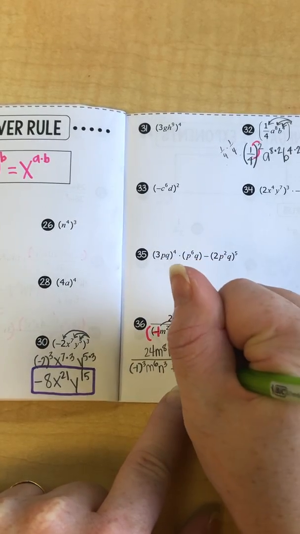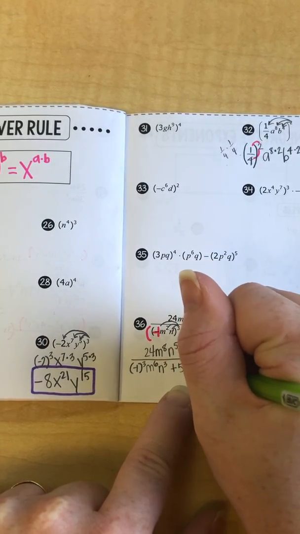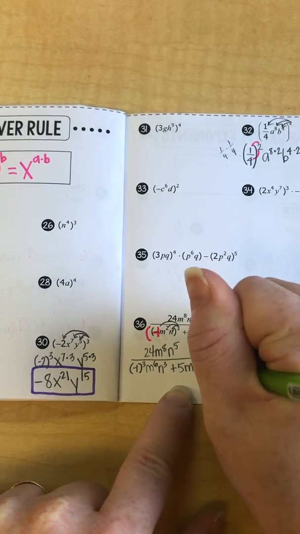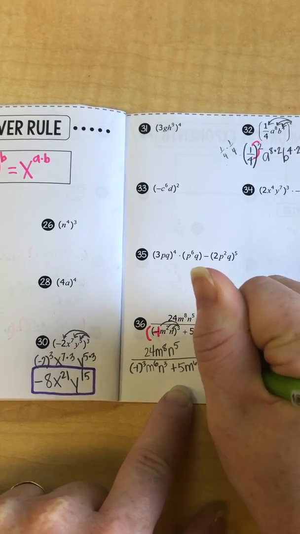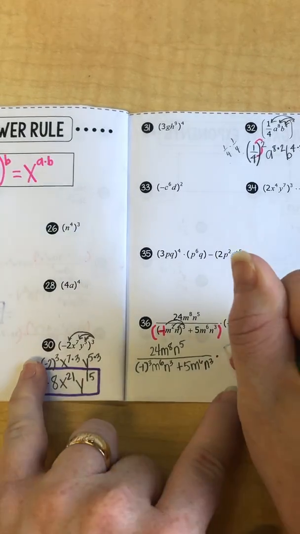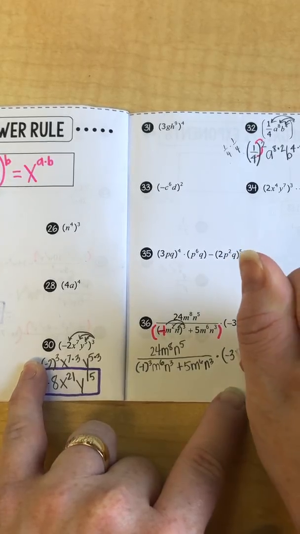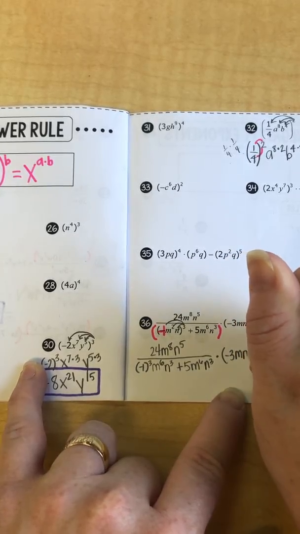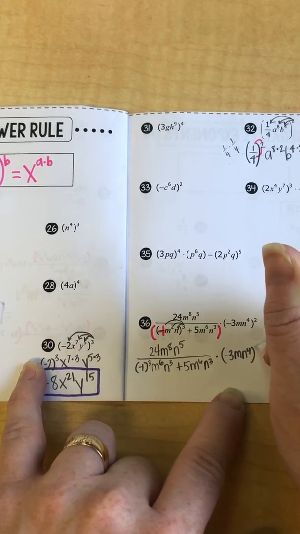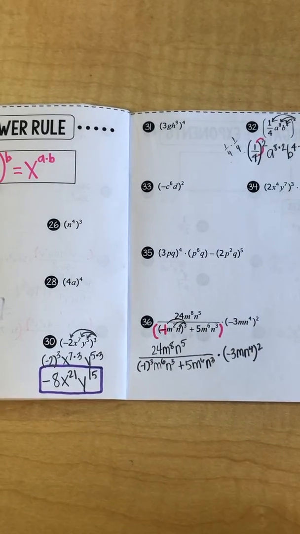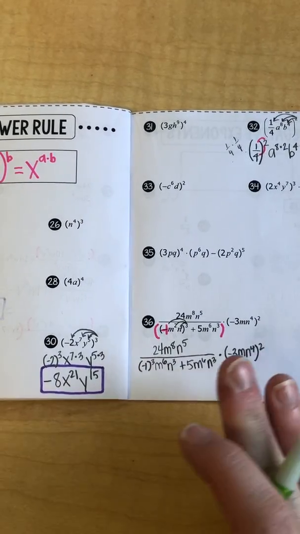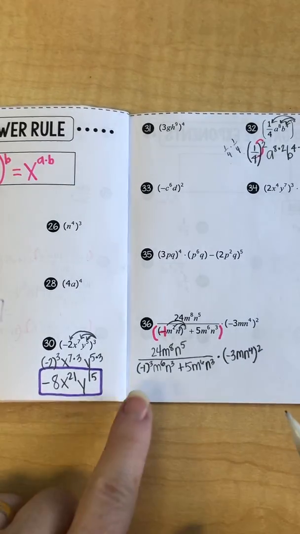And then to that, I'm going to add 5 m to the 6th, n to the 3rd power. Okay? And then out back, I'm just going to copy down what I have for right now. I really only like to work one thing at a time so I don't get lost in it.